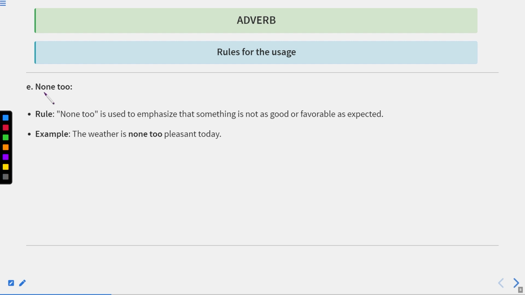Now we'll have the phrase "none too," so we'll discuss this one. None is a negative word. "None too" is used to emphasize that something is not as good or favorable as expected. The weather is none too pleasant today. None too pleasant today, it means it is not as per the expectations. Okay, now let us move to the next one.